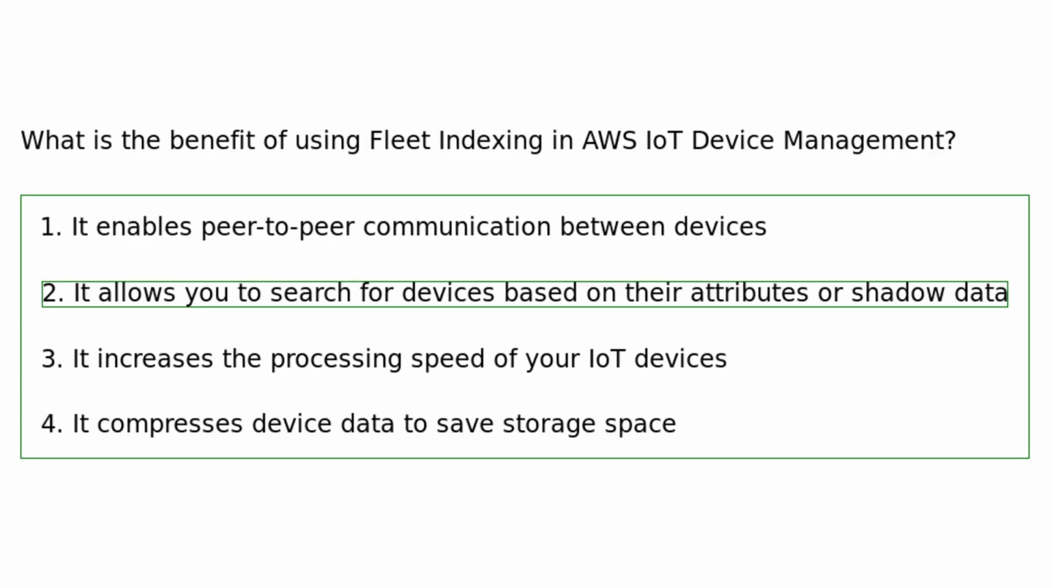Fleet indexing in AWS IoT Device Management allows you to index and search for devices based on device attributes or shadow data. This makes it easier to find and manage specific devices or groups of devices in your fleet.